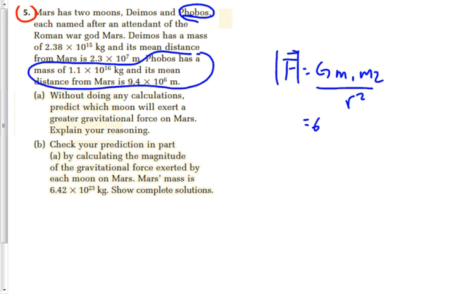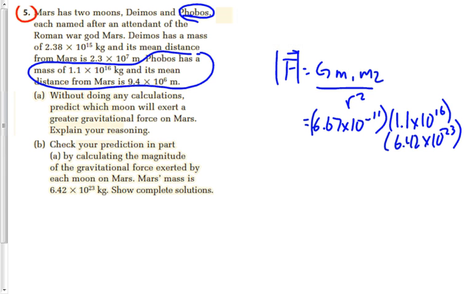It's going to be 6.67 times 10 to the minus 11 times the mass of Phobos, which is 1.1 times 10 to the 16, times the mass of Mars, 6.42 times 10 to the 23. Mass of the moon and the planet. The distance is 9.4 times 10 to the 6 meters, and we got to square that. Okay, we'll get a number there. I'm not sure what it is, but it's not very hard to calculate.